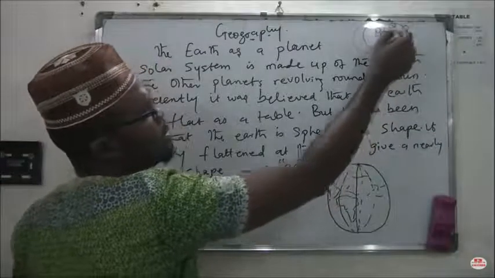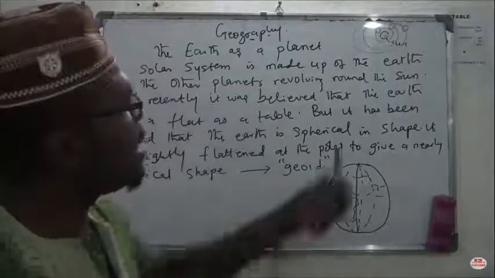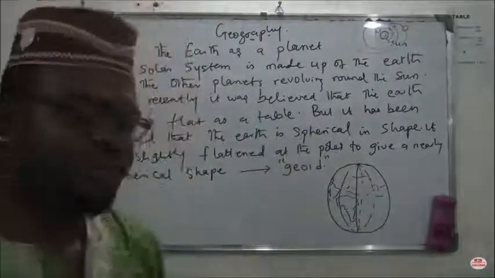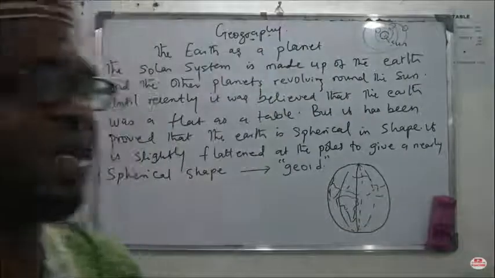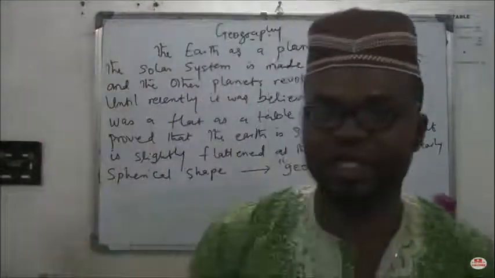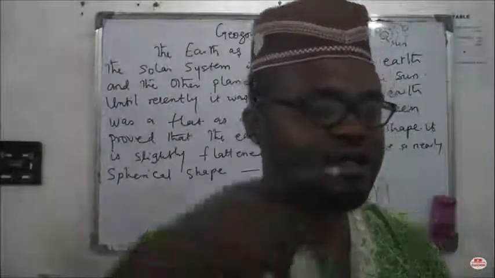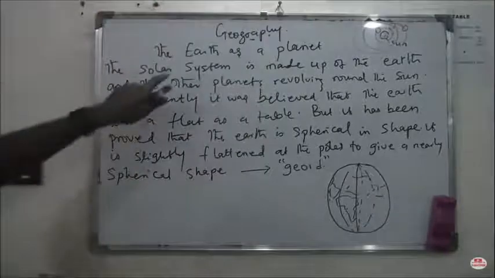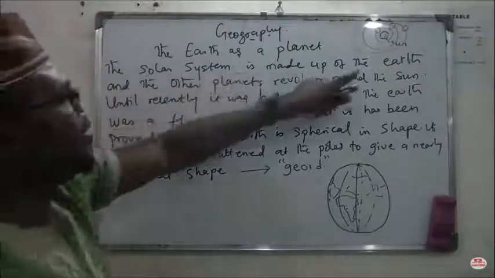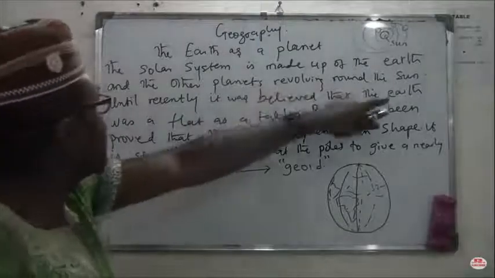This is the sun. You have the planets, 9 of them, revolving around the sun. So the Earth is one of them. The world, the Earth we are living in, is one of the planets that revolve around the sun. So the solar system is made up of the Earth and the other planets revolving around the sun.